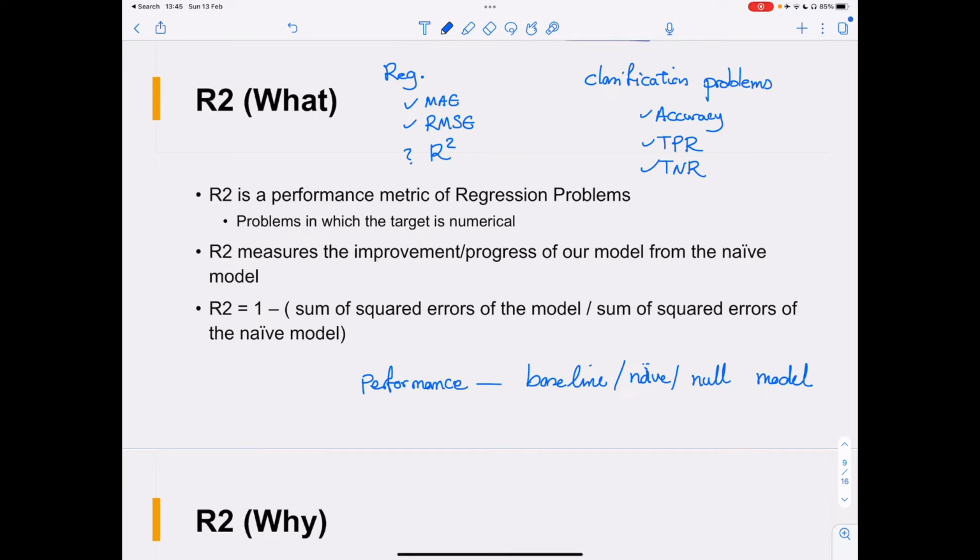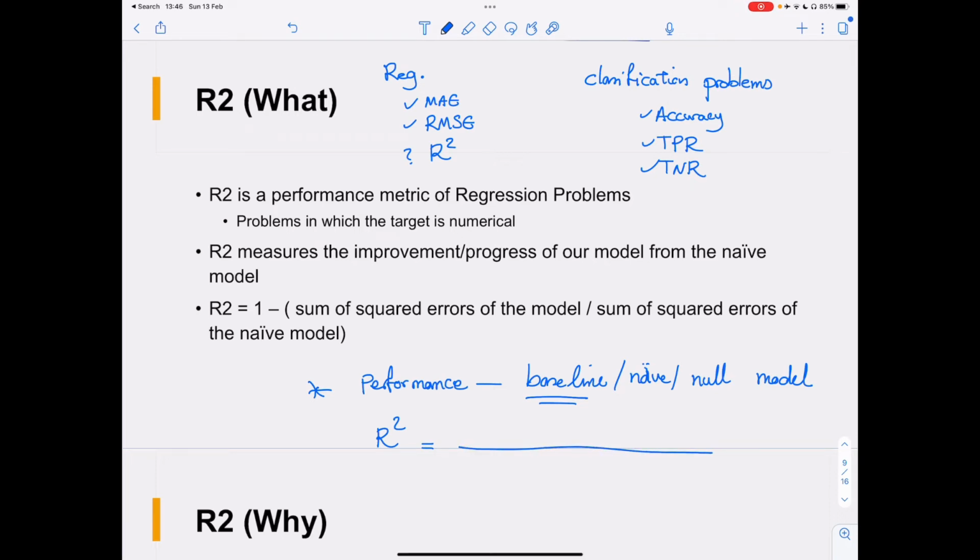So it's very rational to design a metric to show how much we have outperformed this unsophisticated simple model, how much we have progressed from this baseline model. And this is exactly what R squared or R2 does. Its definition is quite simple.